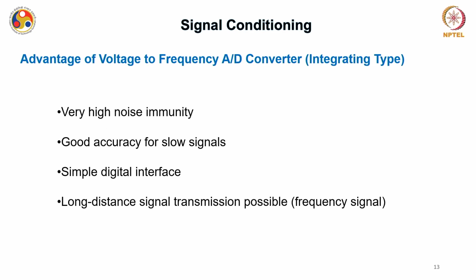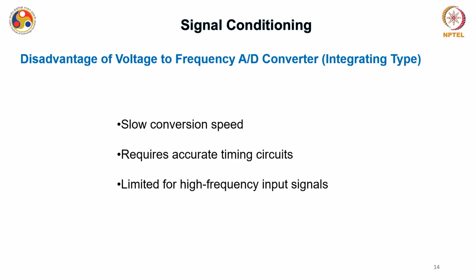The advantages of these voltage to frequency AD converters are that they have very high noise immunity. They have good accuracy even for slow signals. They also have a simple digital interface, because if you see, I have a digital counter at the end and get the digital output directly. A long distance signal transmission is possible because you now have a frequency signal, which can be transmitted over larger distances. However, they also have several disadvantages, like the conversion speed of this AD converter is slow, and it requires accurate timing circuits.